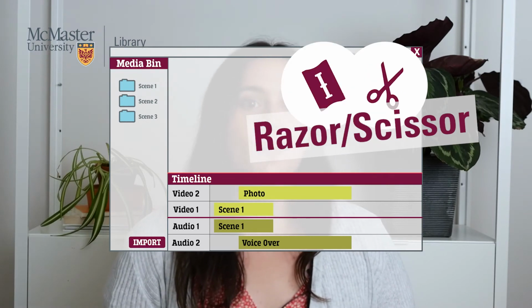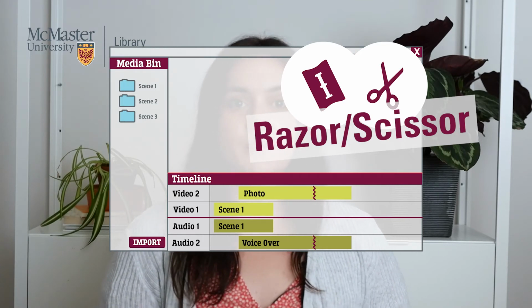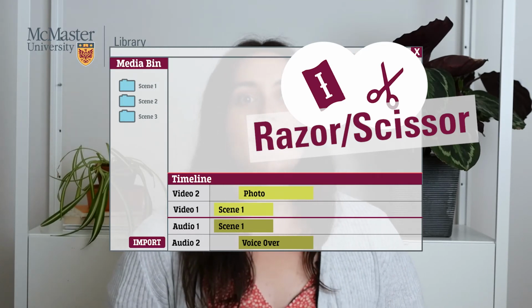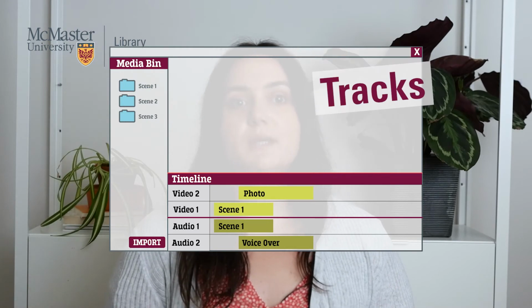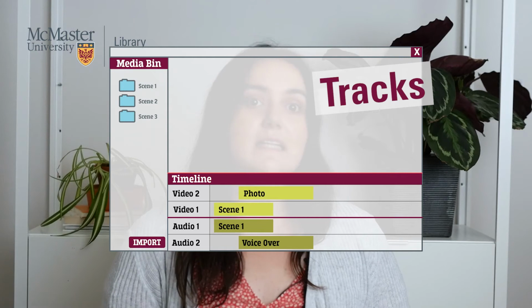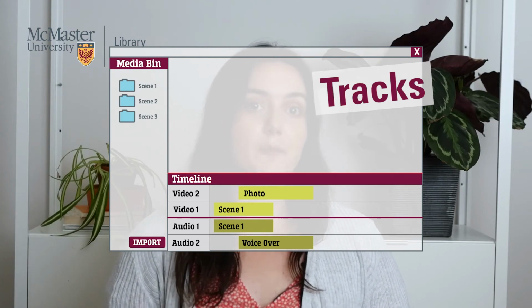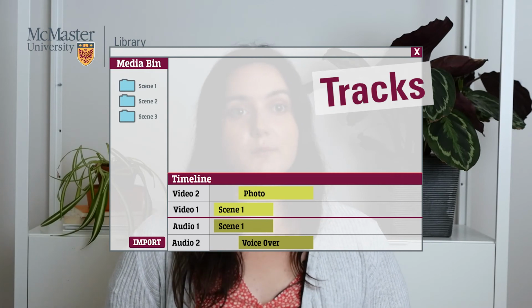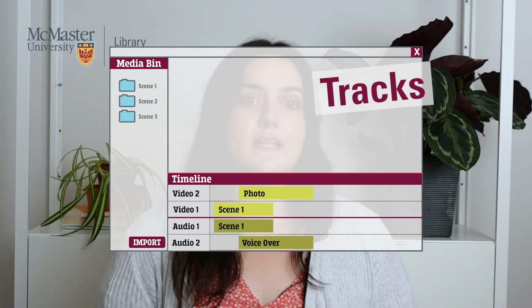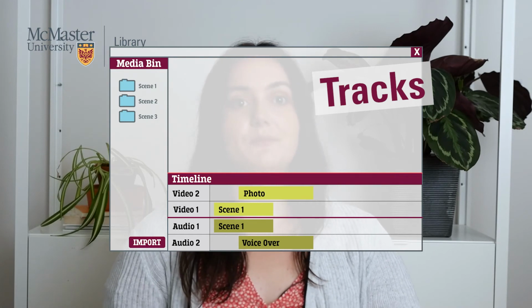A razor or scissor tool is used to cut clips at specific points. In the timeline, there are usually multiple tracks shown in rows. These are handy for if you want to layer clips throughout your timeline that cut back and forth between. Whatever is at the top of the timeline is the video clip that is displayed.